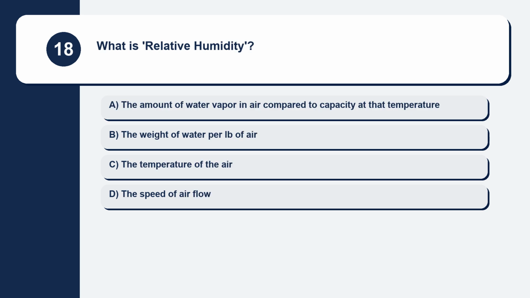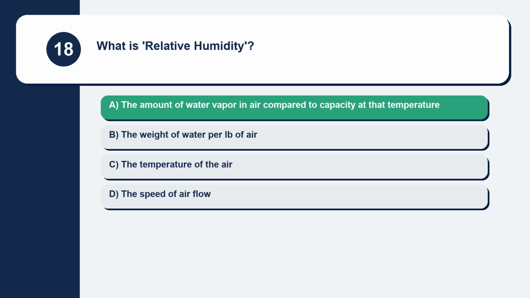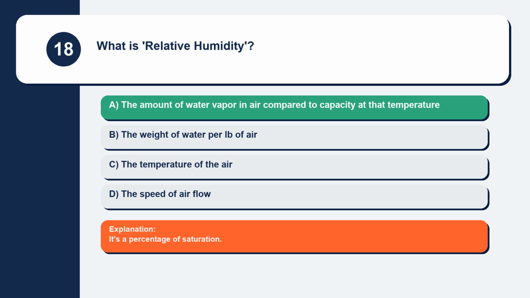Question 18. What is relative humidity? The amount of water vapor in air compared to capacity at that temperature. The weight of water per pound of air. The temperature of the air. The speed of airflow. It's a percentage of saturation.